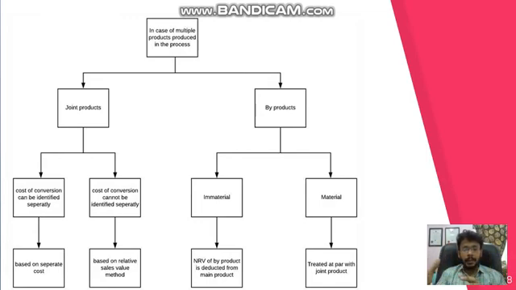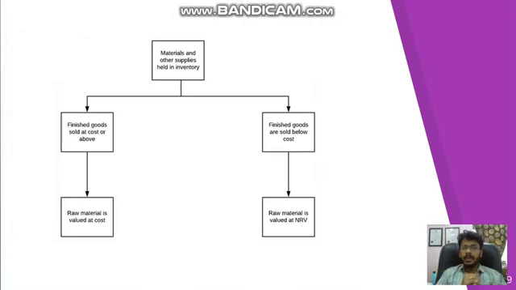So in case of a byproduct, if it is material, that means you will treat it at par with your main product. Now the next one is materials and other supplies which are held in inventory. See friends, sometimes certain materials or raw materials are cleared along with inventory. That means they are part of the closing stock.